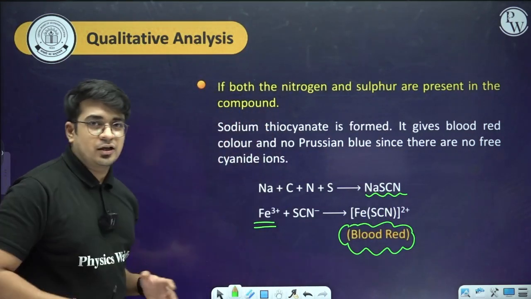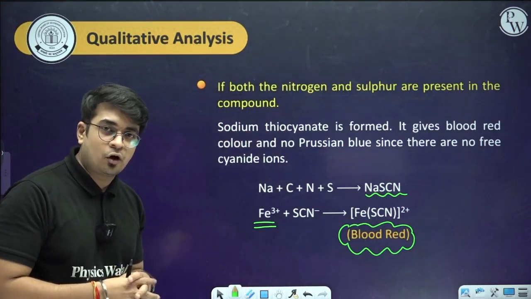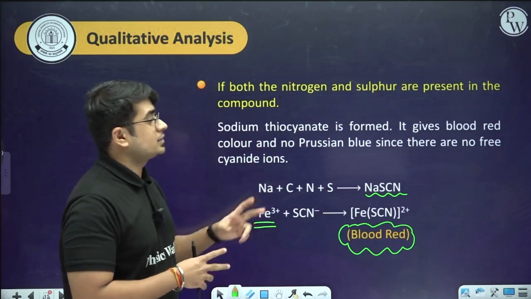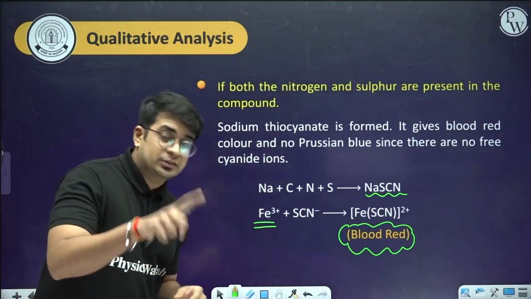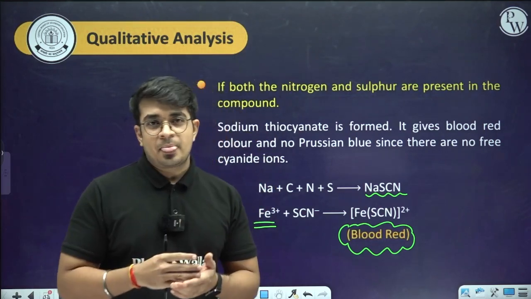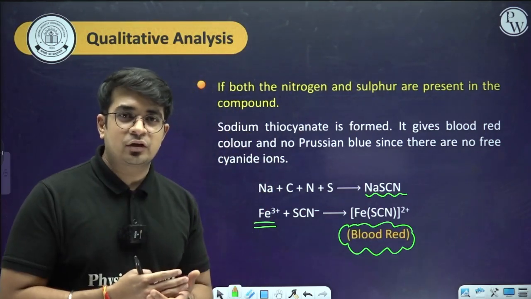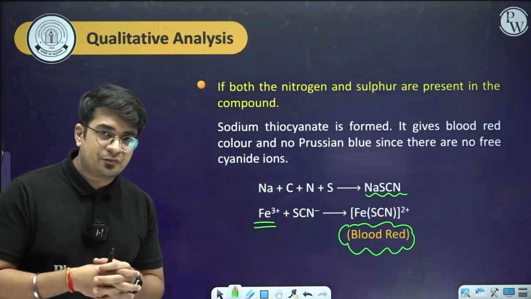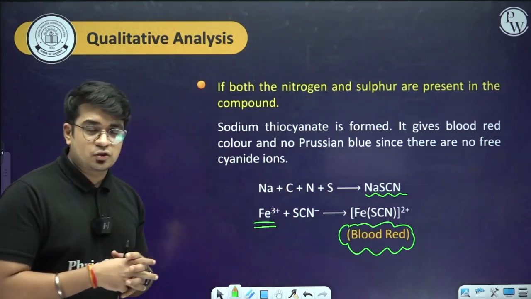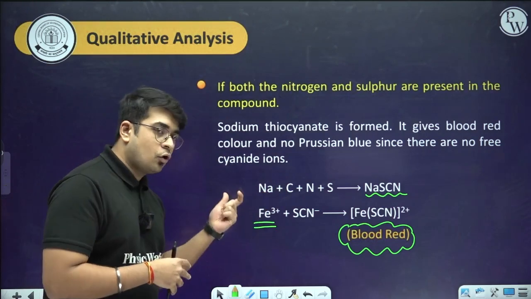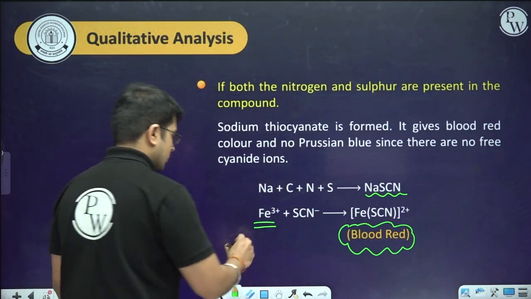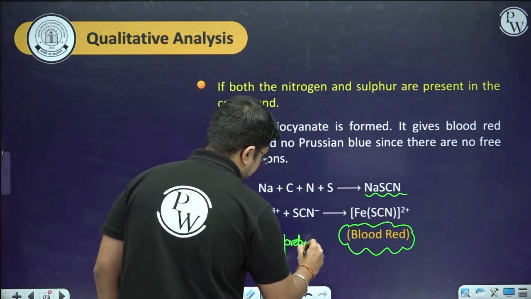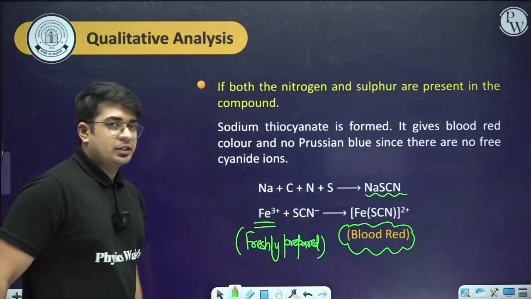So sodium thiocyanate is formed eventually in the first part of the sodium fusion extract. Then it gives a blood red color and no Prussian blue color, since there are no free cyanide ions. Because sulfur is present, it's not going to release the CN-, which shows the test for Prussian blue coloration. So now the cyanide is not free, it's combined with the sulfur, it becomes thiocyanate. So you can detect the presence of thiocyanate separately by reacting it with only freshly prepared Fe3+ solution. It's going to be freshly prepared. Okay, so the reaction is very easy.